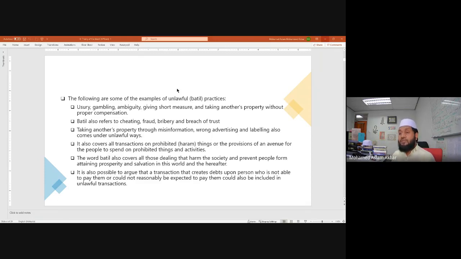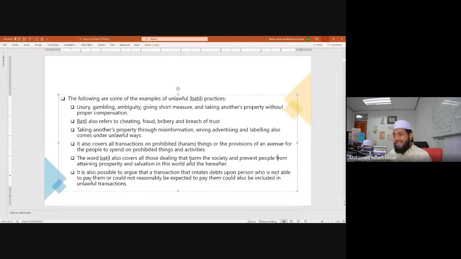The word batil also covers all those dealings that harm society and prevent people from attaining prosperity and salvation in this world and the hereafter. It is also possible to argue that a transaction that creates debt upon a person who is not able to pay, or could not reasonably be expected to pay, could also be included in unlawful transactions. It is possible that a person cannot pay, or maybe he took the loan, but if the loan keeps on increasing, he cannot pay. This is also an unlawful transaction.